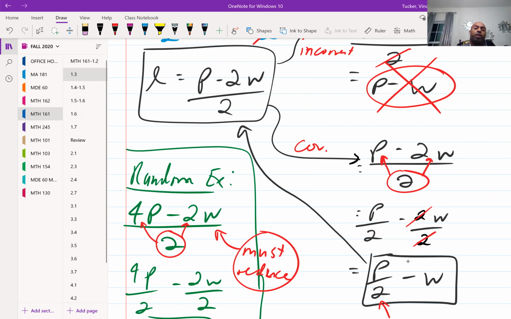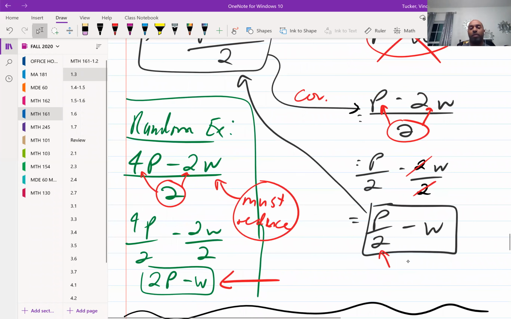Now, in the green, that's just a random example. Just want to make sure we're clear on what you do have to reduce. If I had 4P minus 2W, the 2 can divide into the 4 and it can divide into the 2, so that you will be expected to reduce. So they're not going to tell you, they're not going to suggest it, but they will expect you to reduce that. And either take off points or mark it wrong, especially in my math lab, if you do not reduce that expression. So you would take the 2 into each term, 4P over 2, and then 2W over 2. Those will reduce down to 2P minus W.